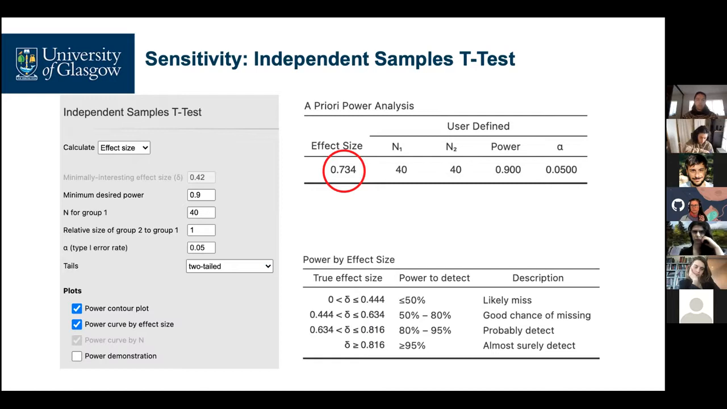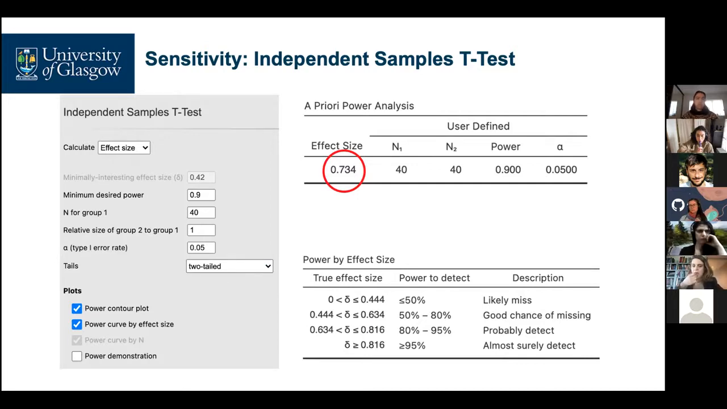Because imagine we didn't do a power analysis. We just went and got 40 participants in each group. And instead of how many participants we'd need to detect an effect of interest, what effect size could we detect with our known sample size? So imagine you only had 80 participants in total, 40 in each group. What can I do with that?